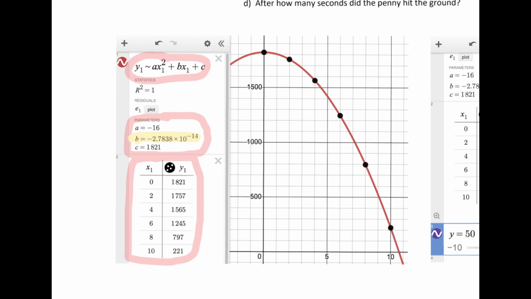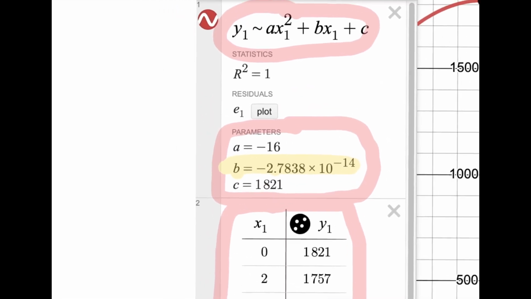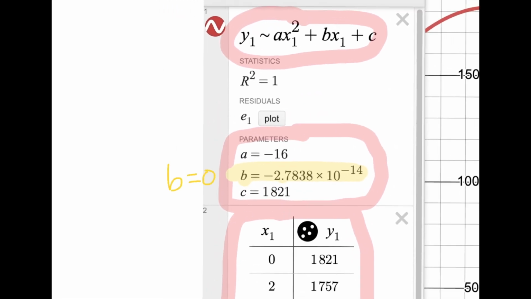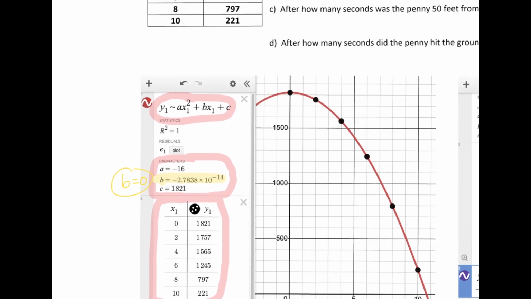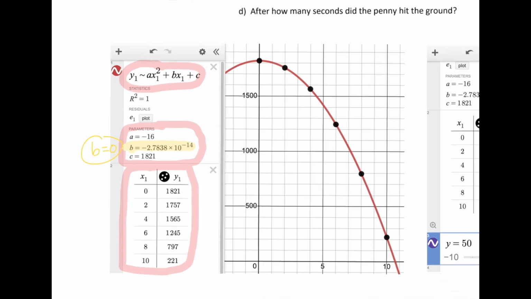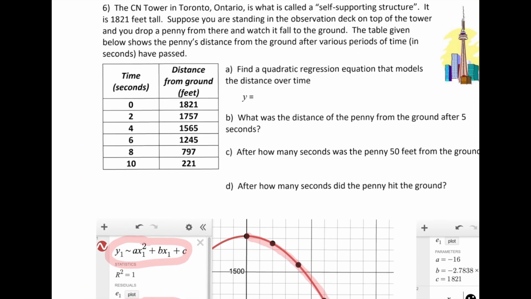In fact, let's just make that 0. I'll make an executive decision now, make B equal to 0, and that way when we write the equation, we won't have an X term. So the first question here asks you to give the equation that models that data. And if you think about it, the penny that you drop from the top of the tower, as gravity really takes over the situation, the penny's going to start to go faster and faster toward the ground. And so that represents a quadratic relationship.